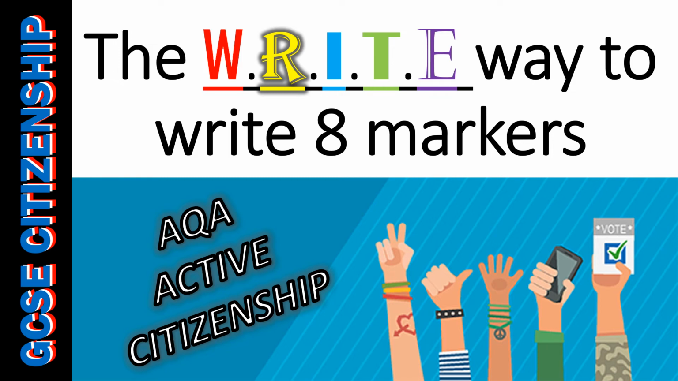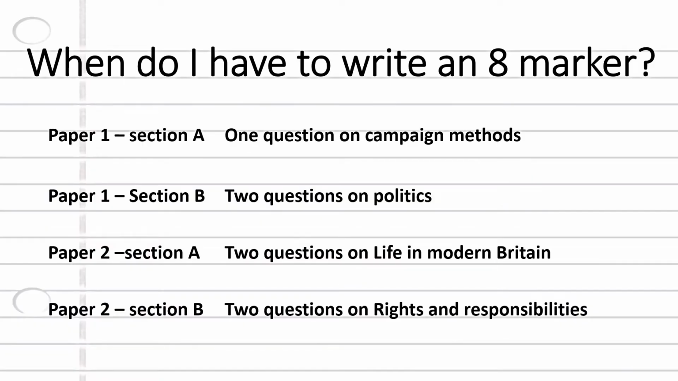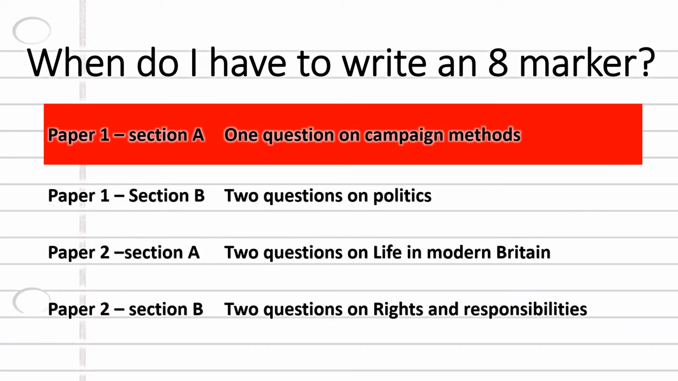Welcome to this video for GCSE Citizenship, looking at how to approach 8-mark questions and use the W.R.I.T.E method to write these questions. So in this exam, you're going to face 8-mark questions in each section across the 2 papers. Generally, you're going to face 2 questions in each section, apart from section A on paper 1. This is where you only face 1 question on campaign methods.